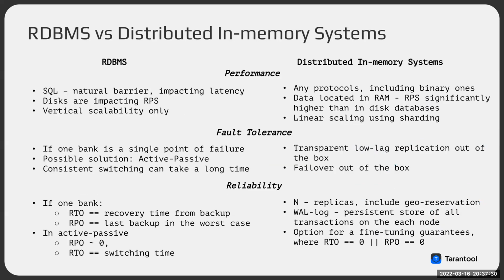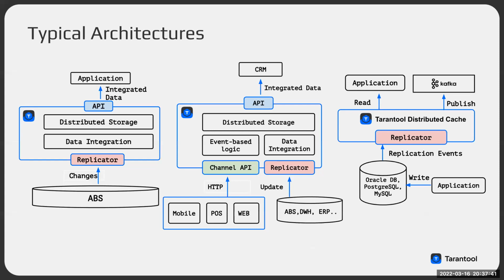Okay, by now we have quite deeply dived into the problematics of distributed systems, and now let's see the major use cases of distributed memory systems and typical architectures. Let's start off with typical architectures. As you may see, what is general here? The general idea is that RAM is still quite an expensive resource, so you probably don't want to store all your data in memory.